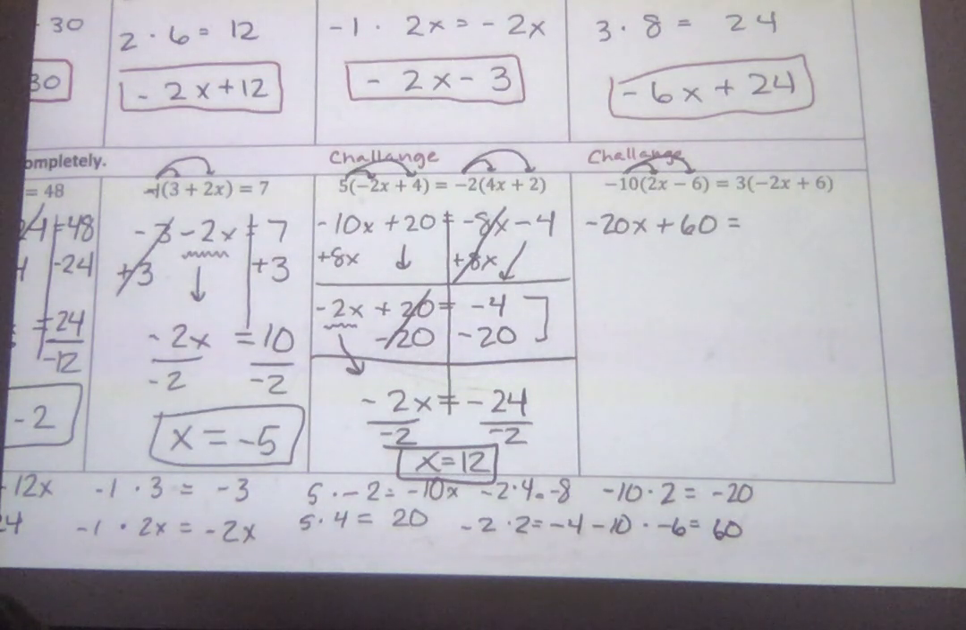Then you're done with this side. Then you have the other side. You have 3 times negative 2, which is going to get you negative 6x.